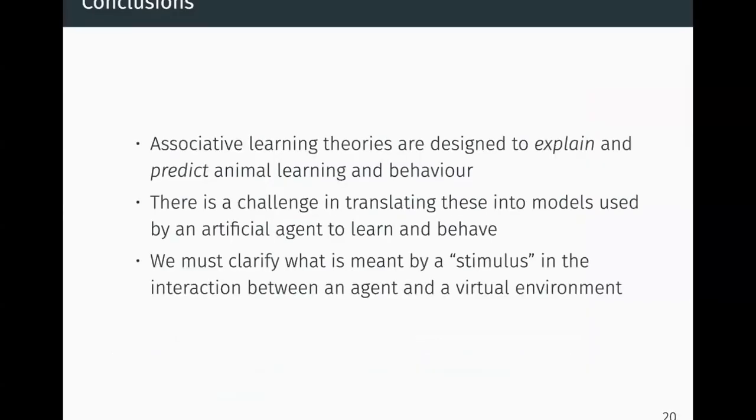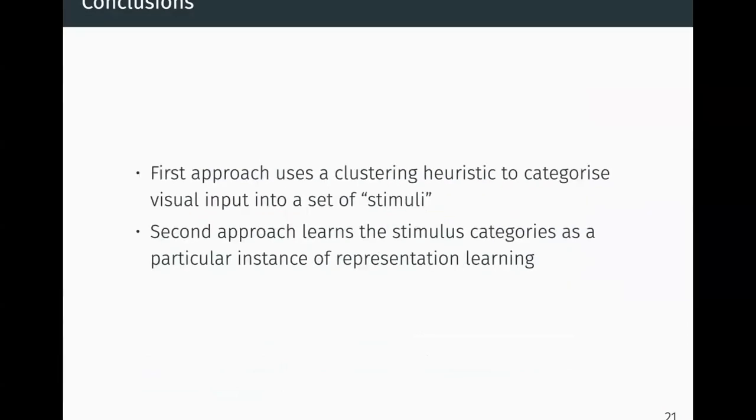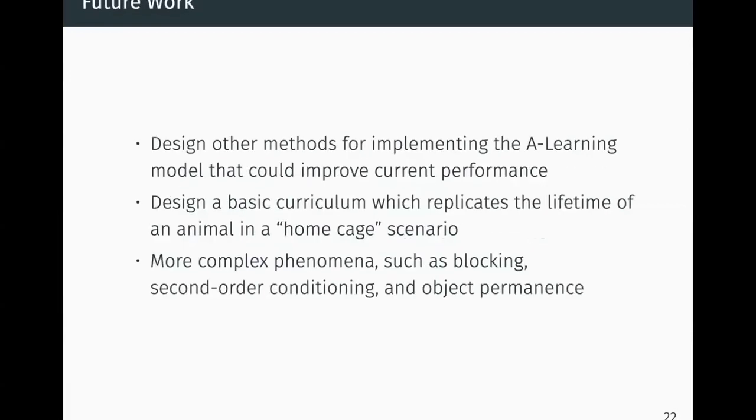To conclude, these associative learning theories explain and predict animal learning and behavior, but there is a challenge in translating these models into an artificial agent that can actively learn and behave. We have stumbled upon the question of clarifying what is meant by a stimulus in the interaction between the agent and the environment. The first approach uses a clustering heuristic to categorize the visual input into a set of stimuli. The second approach tries to learn the stimulus together with everything else, with the stimulus values and the stimulus-response values.